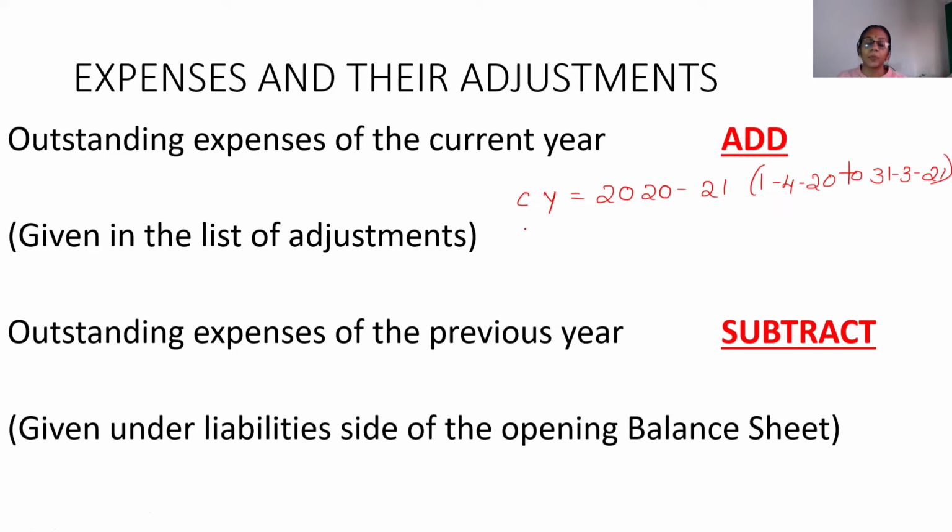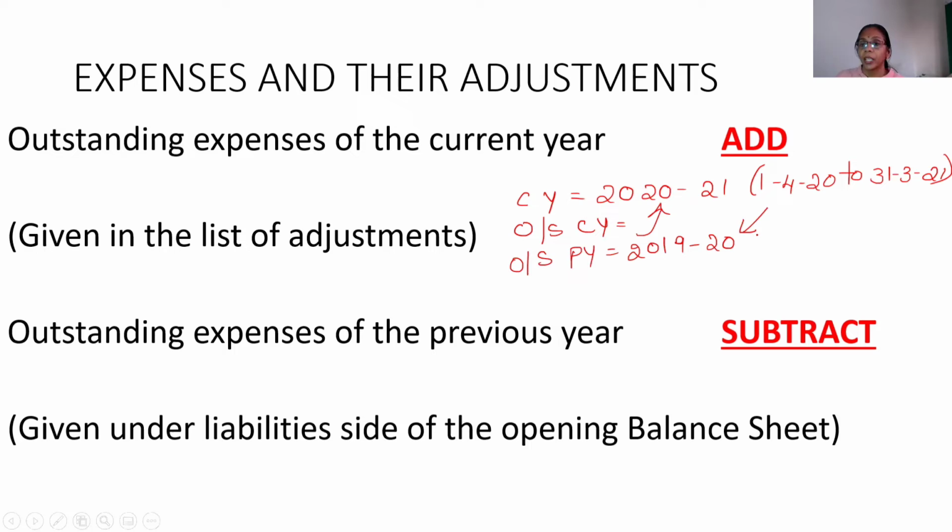Now we are talking about the expense. So what does it indicate? The outstanding expense of the current year means that it belongs to the same year which we are talking all about, that is 2020-21. Now when you say outstanding expense of the previous year, what does this previous year indicate? 2019-20. See, this expense is pending from the previous year, which is being paid in this year. So this does not belong to 2021, the current year. That is how we subtract from the list of expenses over here.